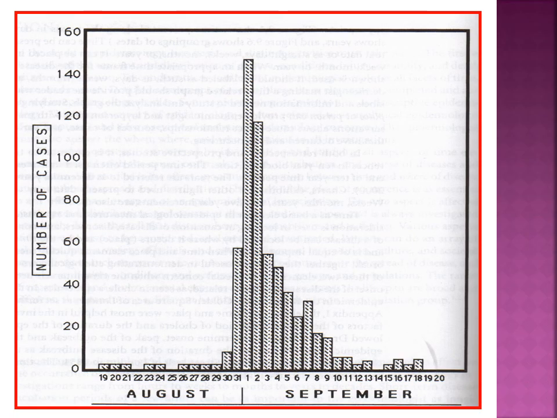See, this graph is showing, along the x-axis, we plotted the time in terms of months and days, and along the y-axis, the number of cases. And we found the most clustering of cases in the last week of August and the first week of September. So the highest number of cases is around the 1st of September. So it gives an idea about the clustering of the disease according to time.